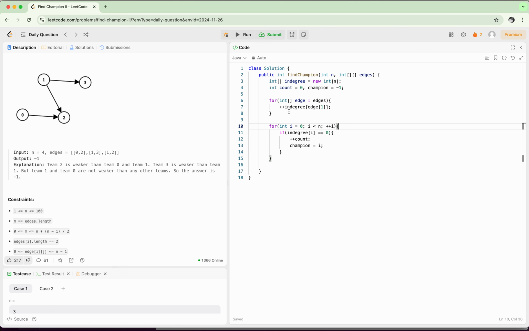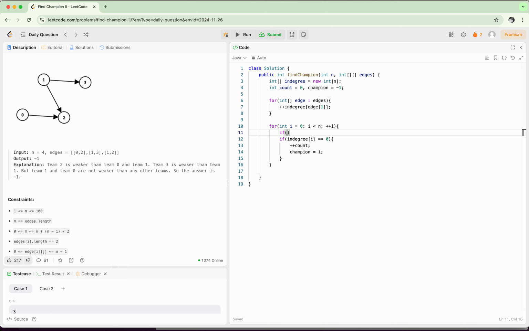Also it could be the case, see here, in this case 1 is stronger than 2 and 3, so there is no n degree at node 1, because from 1 there is an edge to 2 and from 1 there is an edge to 3. Node 2 has 2 n degree and node 3 has 1 n degree, and similarly node 0 has no n degree. So it could be possible that two nodes have 0 n degree, and in that case we are returning -1. So we need to figure that out as well.